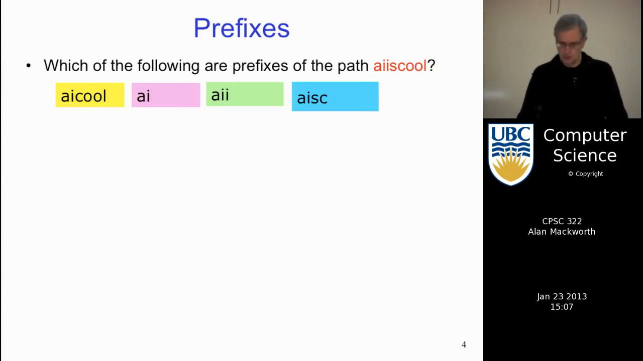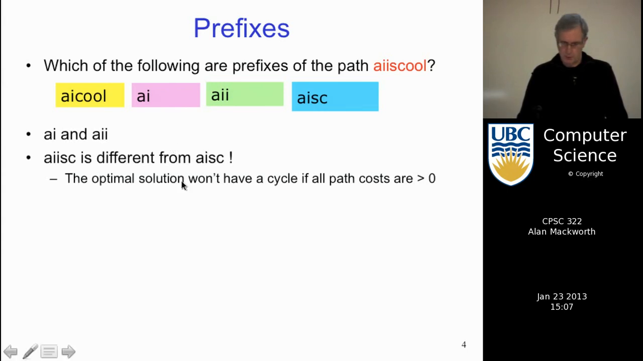Yeah, red and green. But what's important is to notice that there's a difference between AISC and AISC, right? If you've got a repeated node, you have to repeat the node in the prefix. So that's a loop, a self loop, where a node goes back to itself, which is a cycle. And this is just a remark here. The optimal solution won't have a cycle if all path costs are greater than zero. We're going to look at that in more detail.